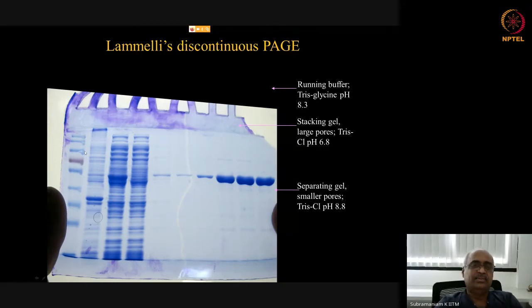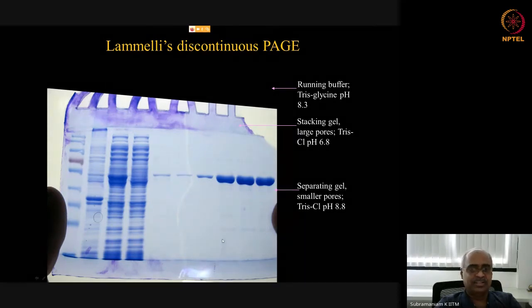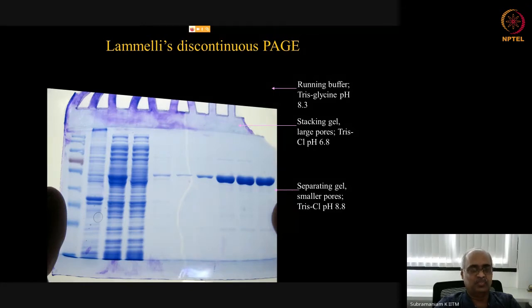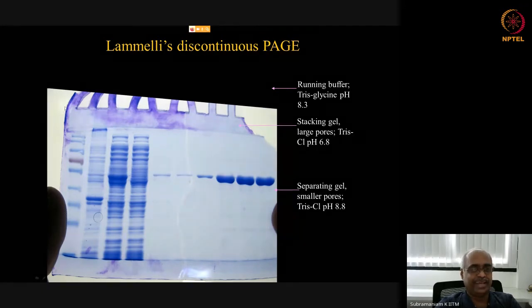And second, years ago, a scientist by the name of U.K. Laemmli came up with a very ingenious way of making polyacrylamide gel. His invention is to circumvent a certain difficulty in resolving the proteins, that is due to the fact that we make this narrow sheet of gel.